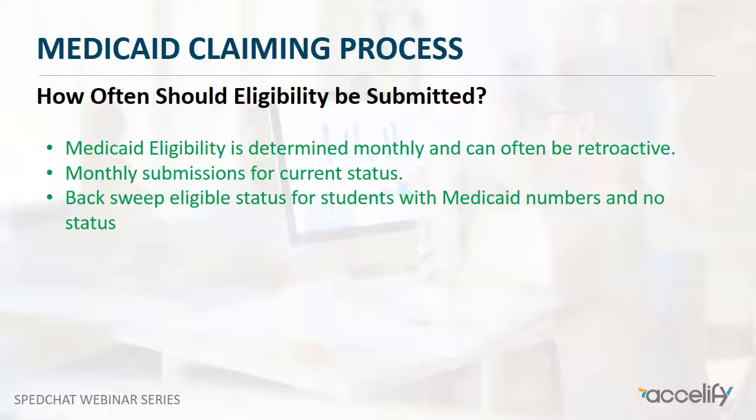So when you are submitting eligibility and collecting that monthly status on every student, the best practice is to go back and retroactively collect that, so that if you do have those retroactive statuses, you see them come through. And one of the things that we do at our company is we backsweep for the entire eligible period every single time on students that have a number but aren't Medicaid active, so that we can make sure we've caught everyone.